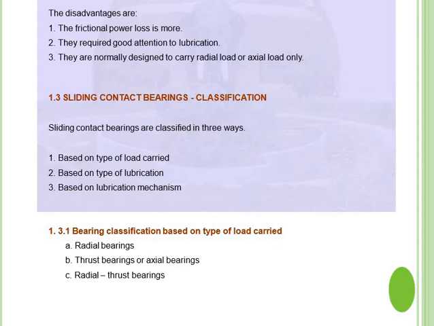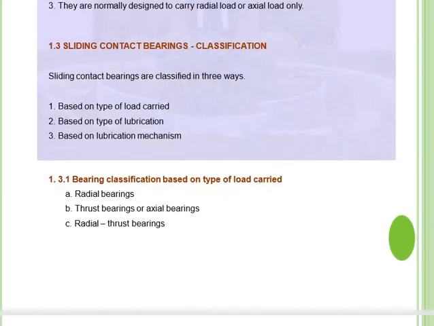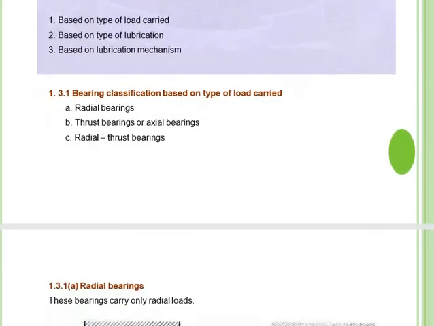Thrust bearings: thrust means we can directly apply a thrust load in only one direction. Whereas for radial load, whenever the shaft is rotating, radial means the shaft is rotating. At the same time the radial load is applied, and the thrust load is also applied. Then the bearings are called radial thrust bearings.